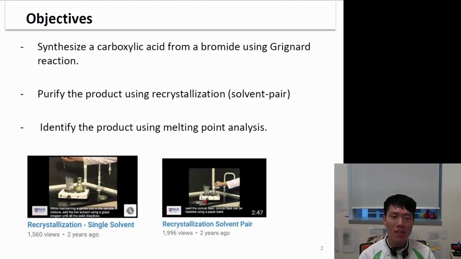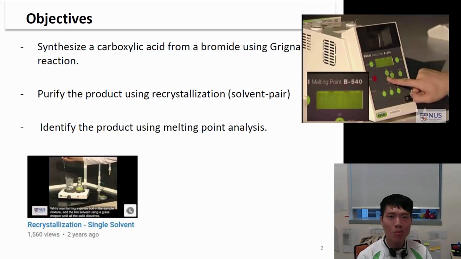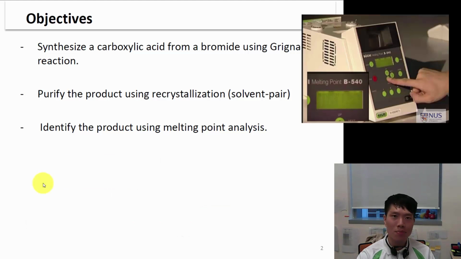And last objective, it is to identify the product using the melting point analysis. Alright, so this time we are going to perform a Grignard reaction.